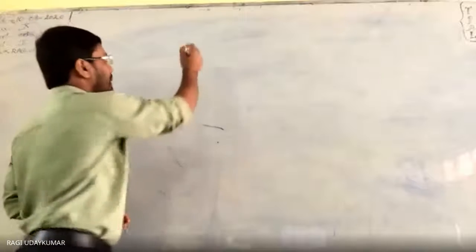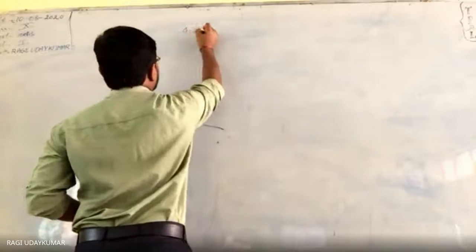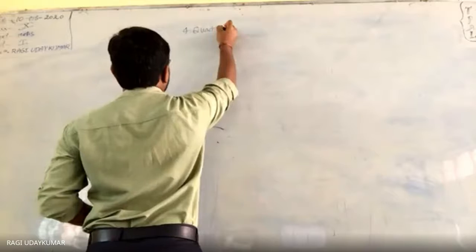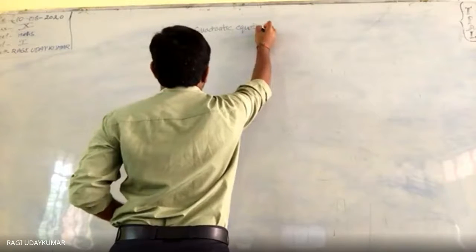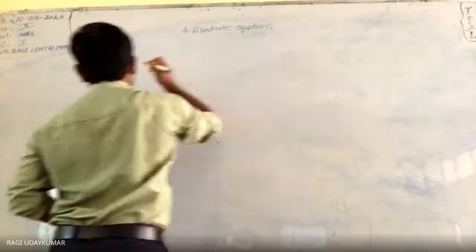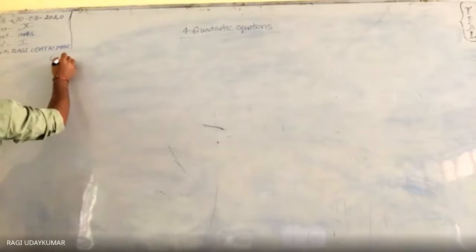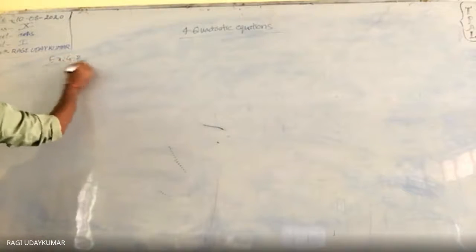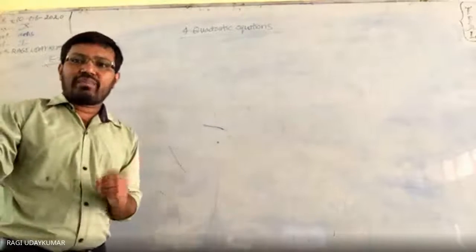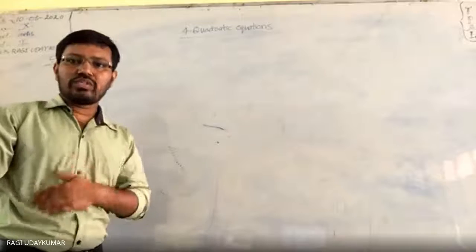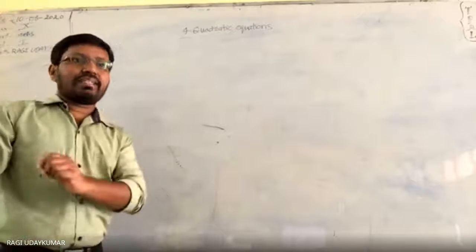So fourth chapter, quadratic equations. Exercise 4.2. In this we are going to discuss finding the roots of the quadratic equation by factorization.